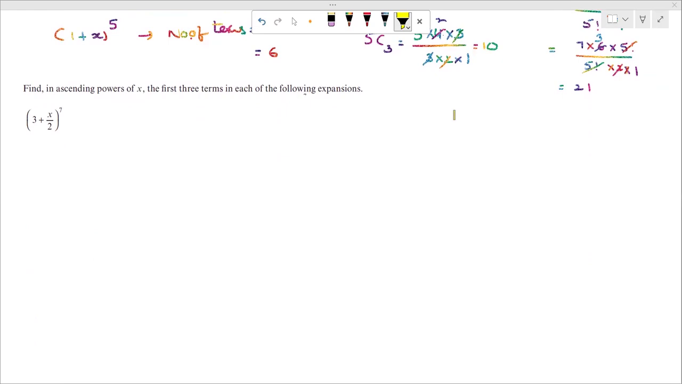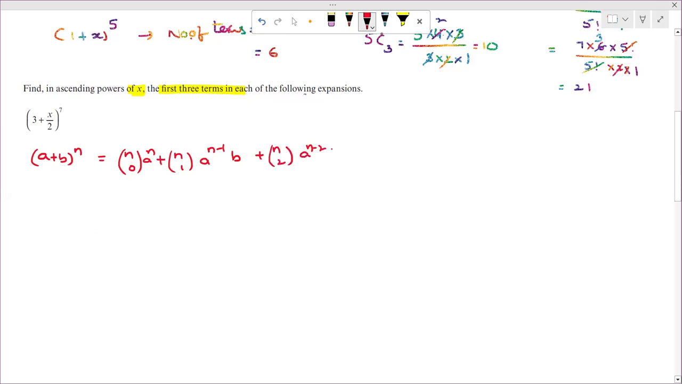Find, in ascending powers of x, the first three terms in each of the following expansions. They're asking us to write the first three terms. First of all, I write the formula. (a + b) to the power of n: nC0 a to the power of n, plus nC1 a to the power of n minus 1 b, plus nC2 a to the power of n minus 2 b square, and so on. We require only the first three terms.